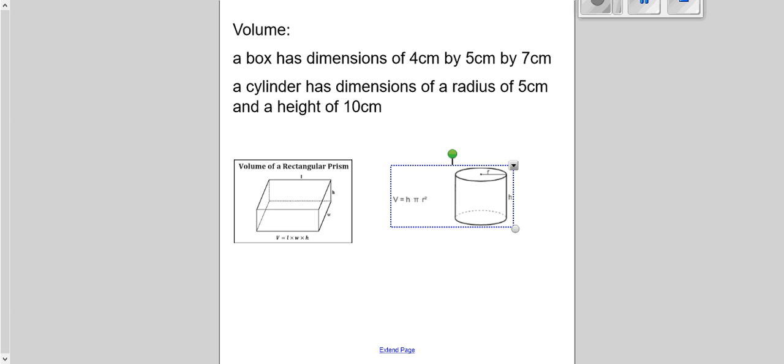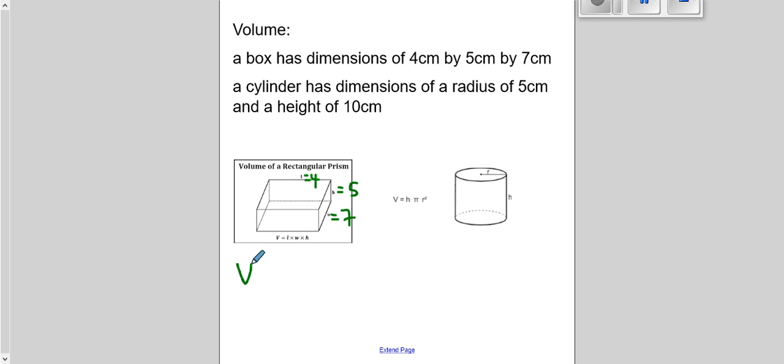Volume, on the other hand, is all about the inside, like how much can you fill it up. So again, we have our box, it's 4 by 5 by 7, and our volume formula is length times width times height. So again, doesn't matter, but make sure you put your dimensions on each side. So maybe I'll say this is 4, this is 5, and this is 7.